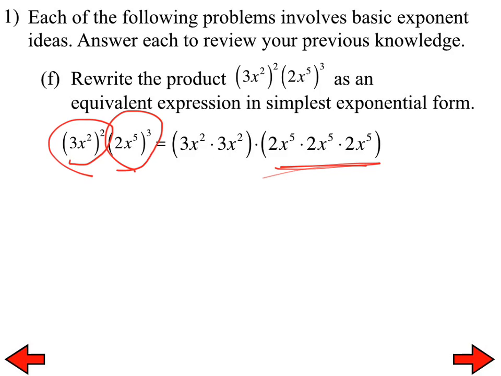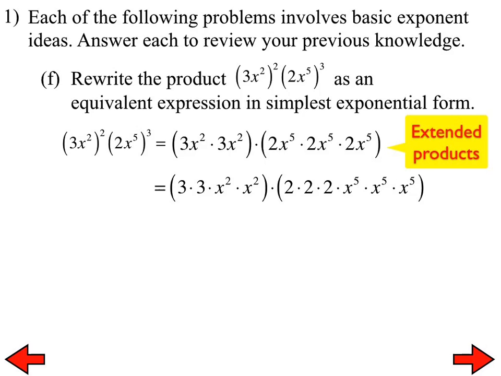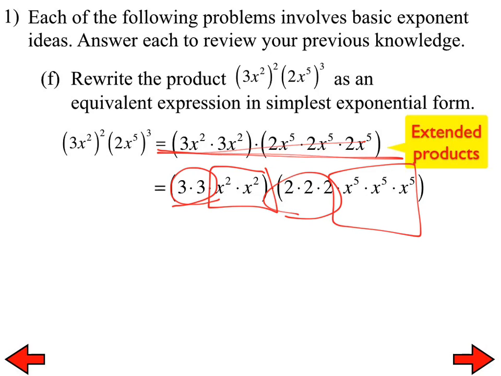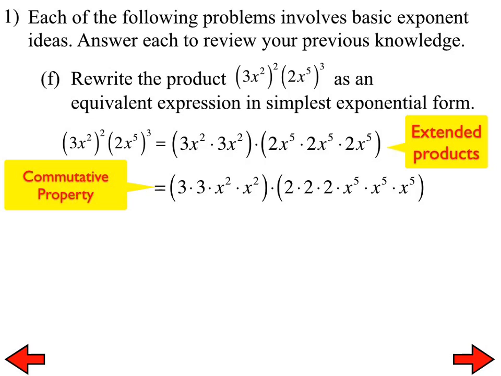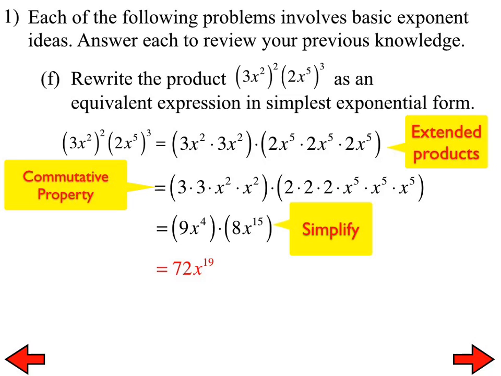From there, we could do a little bit of work by moving things around using the commutative property. I just took the coefficients and moved them together, because what a lot of you do at this point is you just multiply them all together, which is essentially what we're doing right there. And then, of course, group all of those x's together. But regardless, we end up with 9x to the 4th times 8x to the 15th. And then the 9 times the 8 is 72. And x to the 4th times x to the 15th is x to the 19th. So 72 x to the 19th. Any questions with this one?